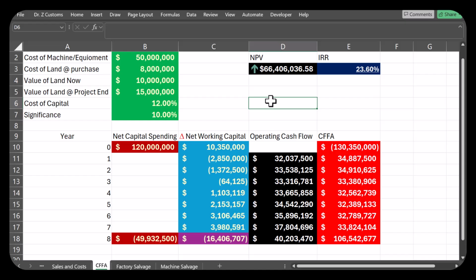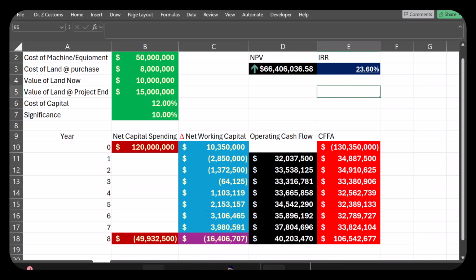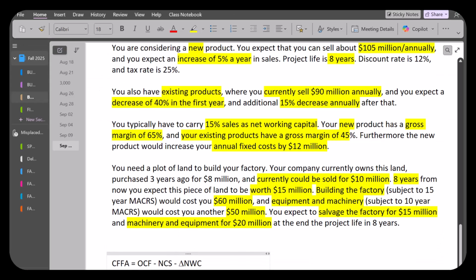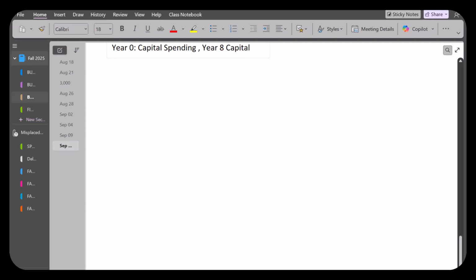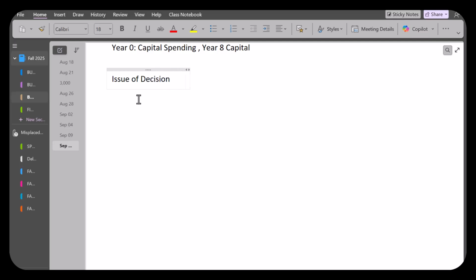All right, we have about how much? 20 minutes or so. There are two more things that I want to talk about in this chapter. One is the issue of decision about assets with different useful lives.